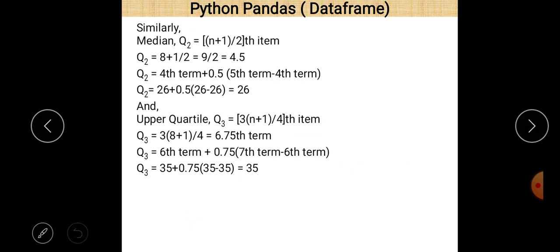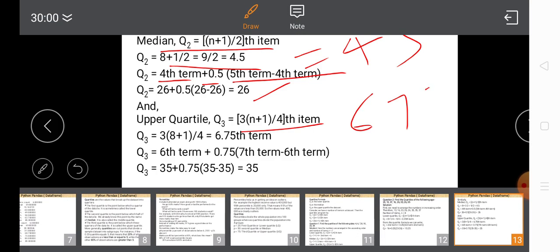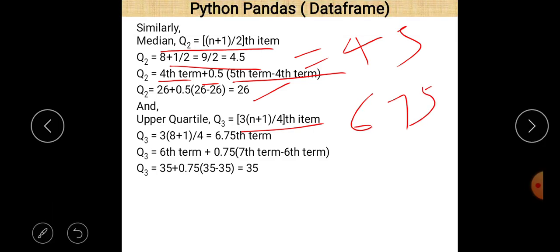Now the median is also calculated here. You can see that Q2 is (8 plus 1) divided by 2, that is 9 divided by 2, which is 4.5. So in this case, first of all, the fourth item will be added, and then multiplication of 0.5 into the fifth term minus the fourth term, that is 26 here. Same in case of the upper quartile, Q3 equals 3(n plus 1) divided by 4 item. So here the answer is 6.75. So the sixth term plus the seventh term minus the sixth term into 0.75. Okay, so the answer is 35.